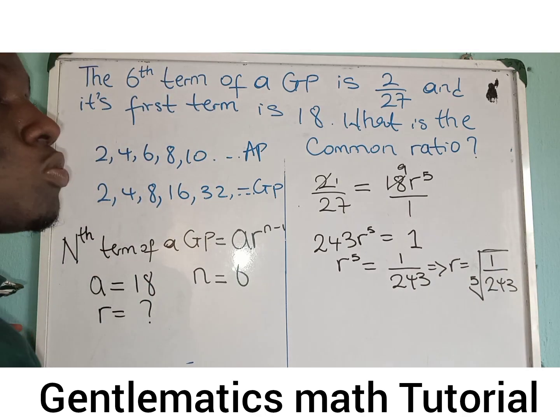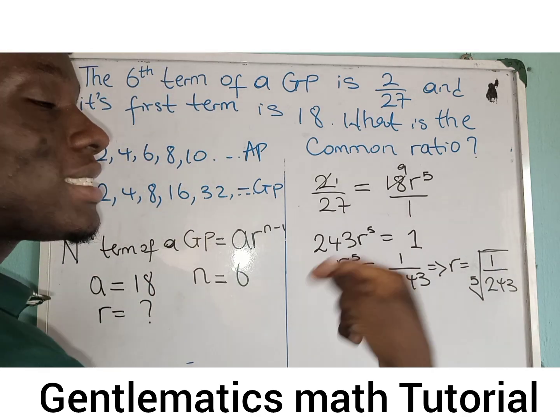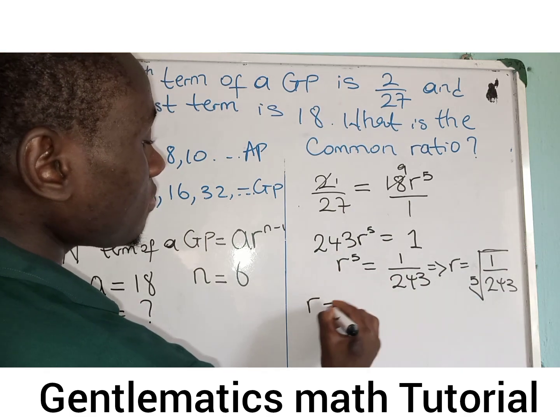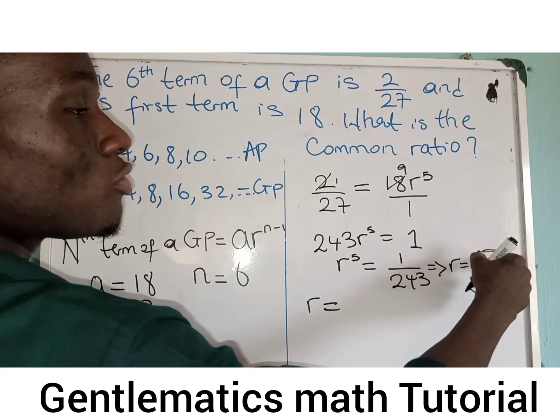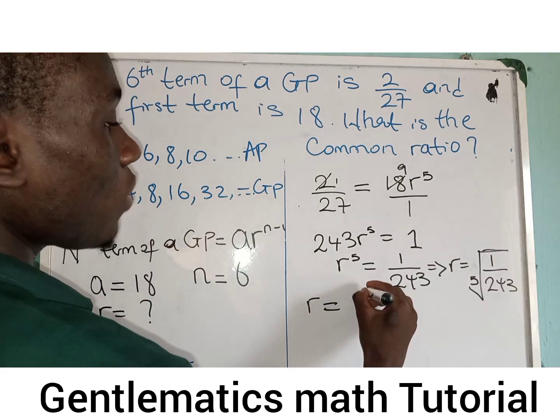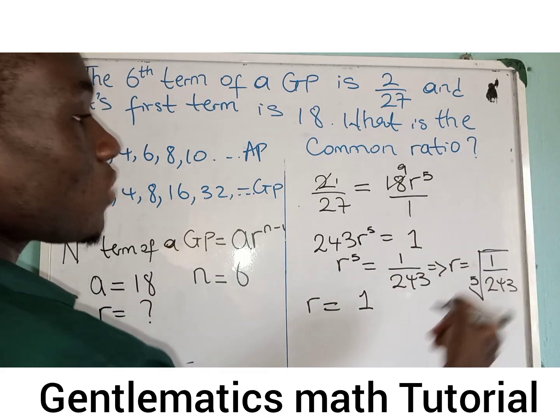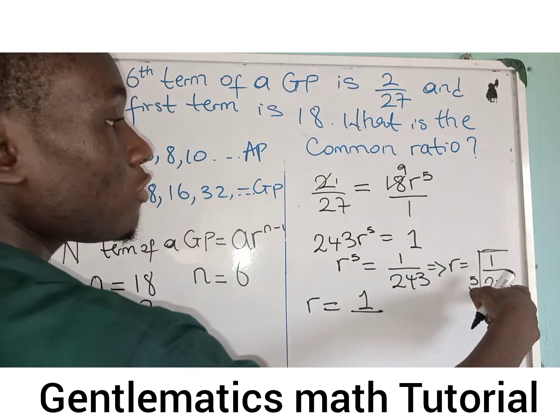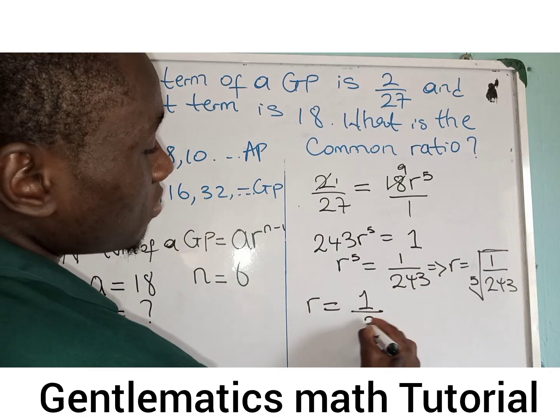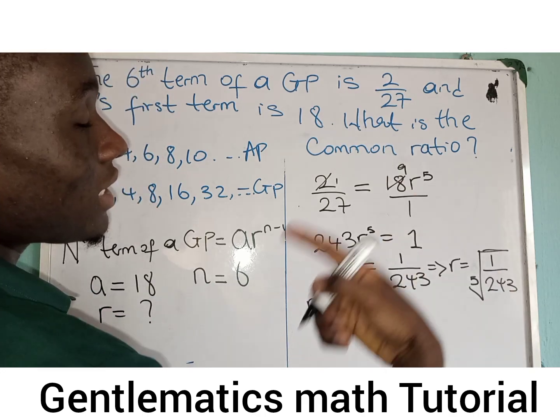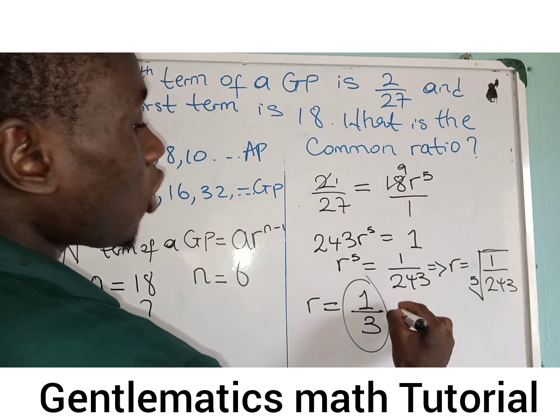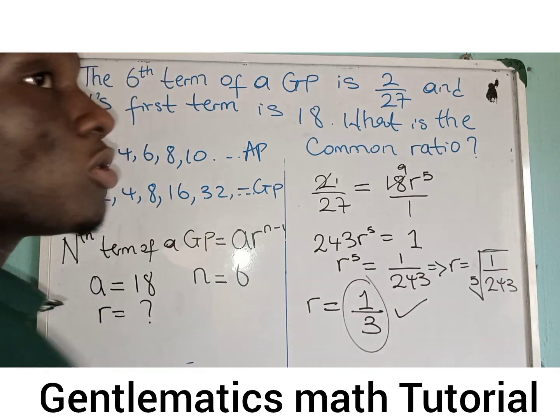So now fifth root means which number will I multiply by itself 5 times to have this? Which number will you multiply by itself 5 times to give you 1? It is still 1. 1 times 1 times 1, five times, is 1. All over, which number will I multiply 5 times by itself to give you 243? I think that should be 3, because 3 times 3 is 9. 9 times 3, 27. 27 times 3, 81. 81 times 3, 243. So our common ratio here is 1 over 3.